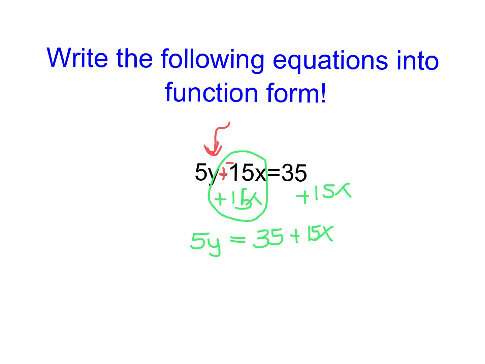Now remember, my goal is to get y completely alone, so I want to undo what's happening to y, which is a multiplication of 5. So I'm going to divide everything by 5 here.